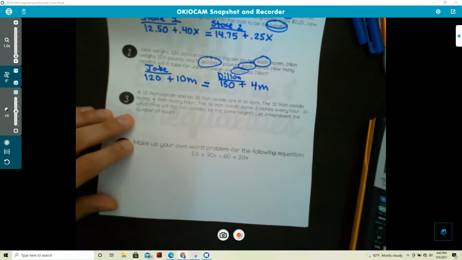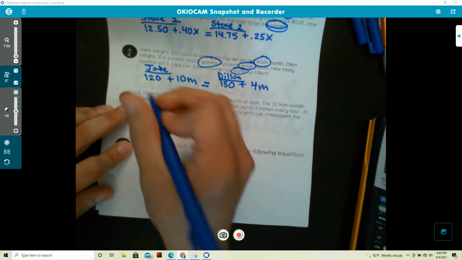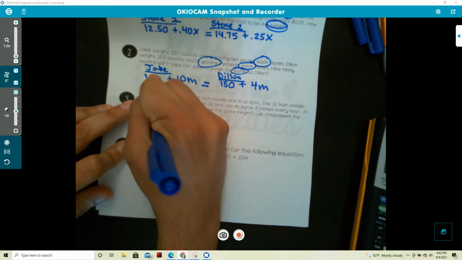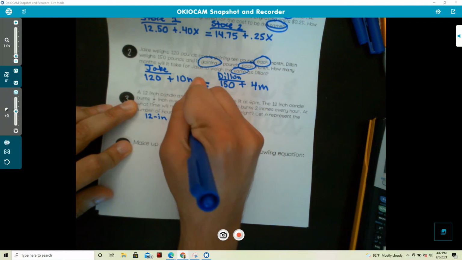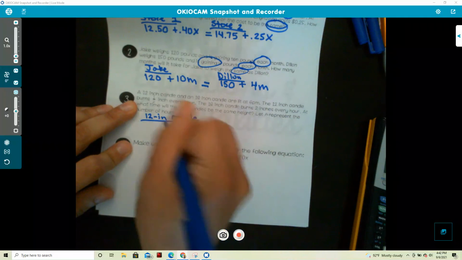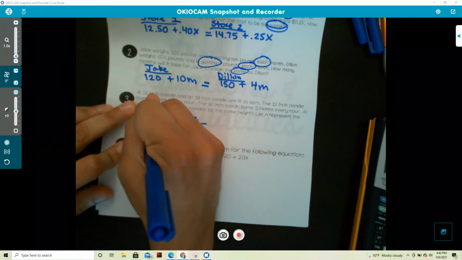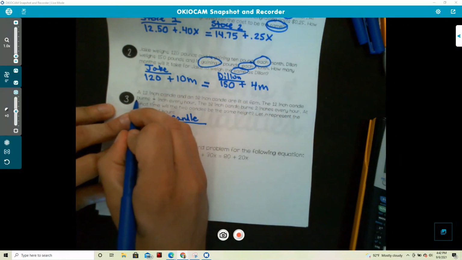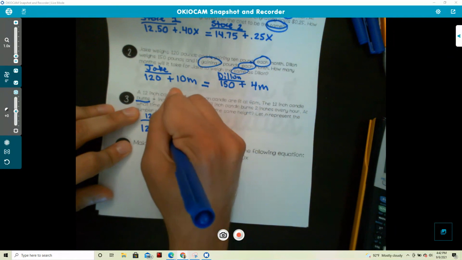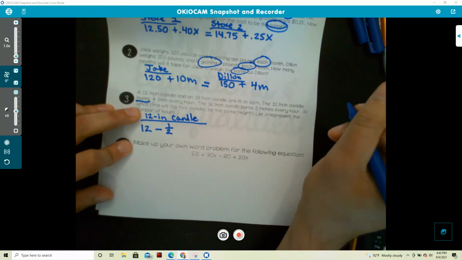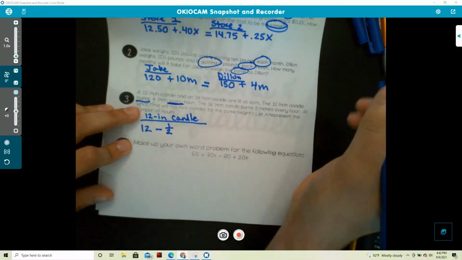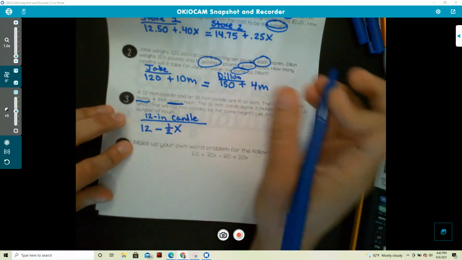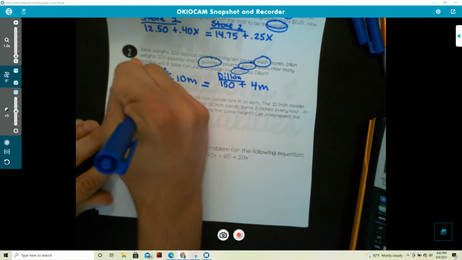All right, a 12-inch candle and an 18-inch candle are lit at 6 p.m. The 12-inch candle burns. So we have a 12-inch candle. I guess I could have put candle number 1, but 12 inches is what it's starting at. Burns a half inch. So if it's burning, we're going to subtract. So minus 1/2, or you can put 0.5 inch every, there's our variable word, every hour. So I'm going to put x, where x equals hours.